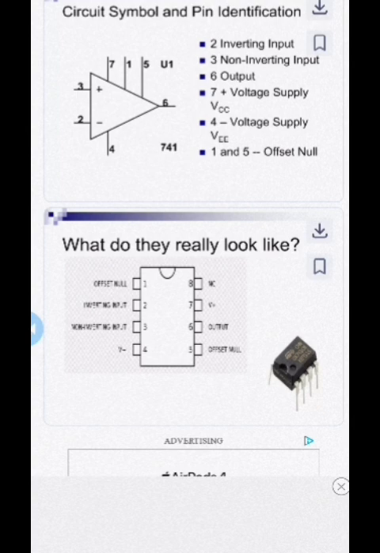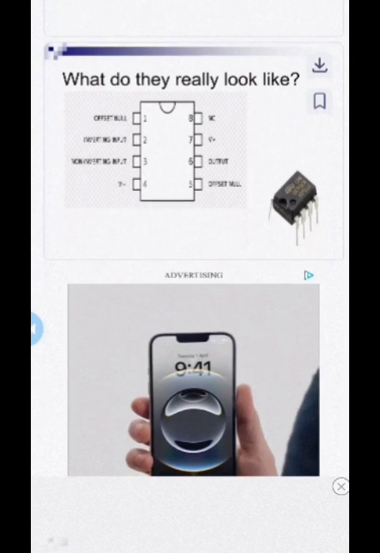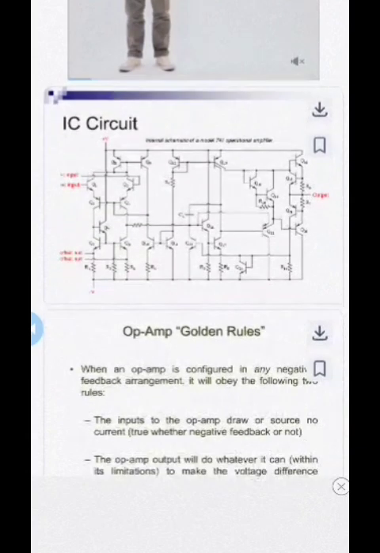Next we see the real look of the IC 741 operational amplifier. In total it has 8 pins. Pin number 1 is offset null, pin 2 is the inverting input, and pin 3 is the non-inverting input. Pin number 4 is minus V and pin number 5 is offset null. The output pin is 6, pin number 7 is V plus, and pin number 8 has no connection.